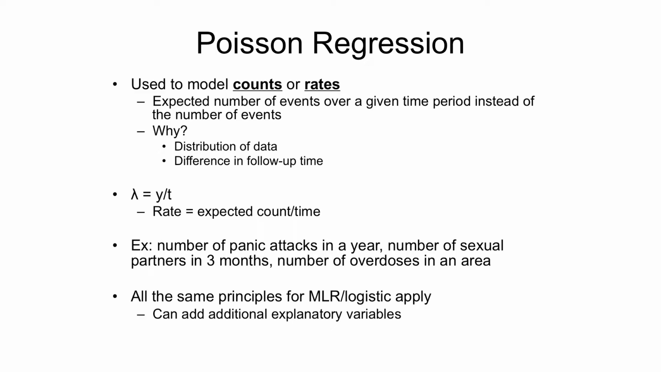We usually don't know the rate, and we have to estimate it. This rate likely depends on a number of factors. For example, the rate of relapse likely depends on age, gender, ethnicity, etc. So we want to use a multivariable model to adjust for these variables. The same general principles for linear and logistic regression apply, including adding variables to our model to adjust for potential confounding.